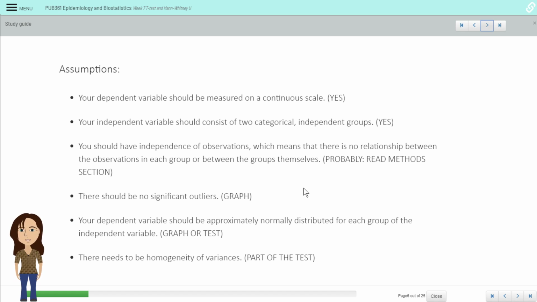So the assumptions are that your dependent variable is measured on a continuous scale. Yes. Your independent variable should have two categorical independent groups. Yes. You should have independence of observations, which means that there is no relationship between the observations in each group or between the groups themselves. So this is something to do with how the study has been designed, and it's not something that we can check in most cases statistically.